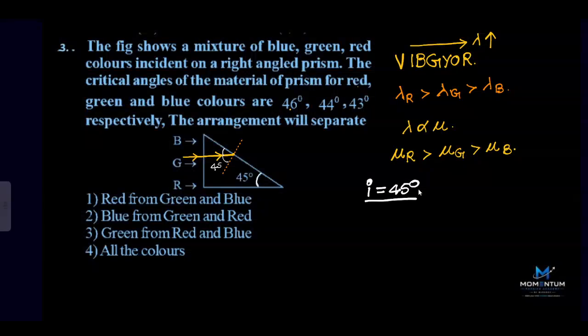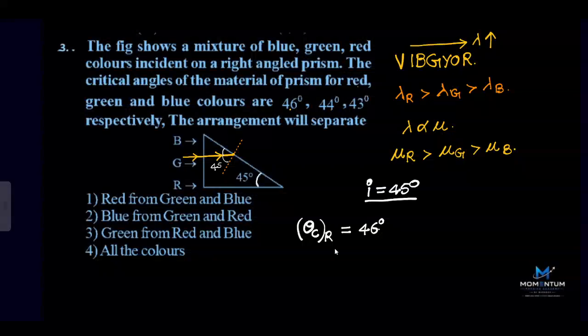The light inside contains all three colors, but the angle of incidence for each color is the same, 45 degrees. Now we'll talk about the red color. What is the critical angle for the red color? It is 46 degrees.